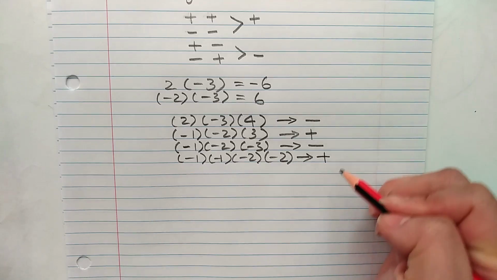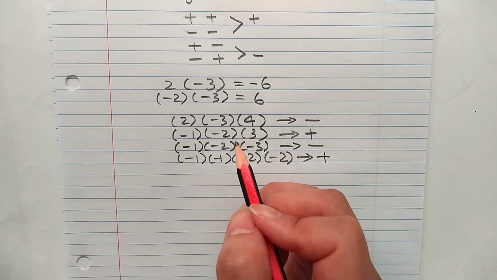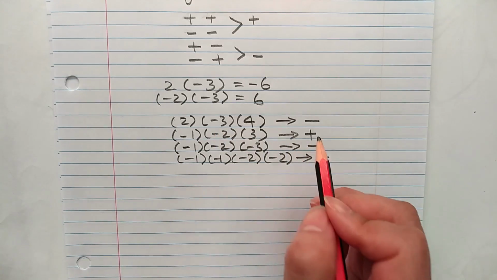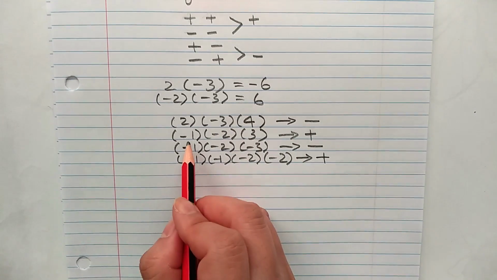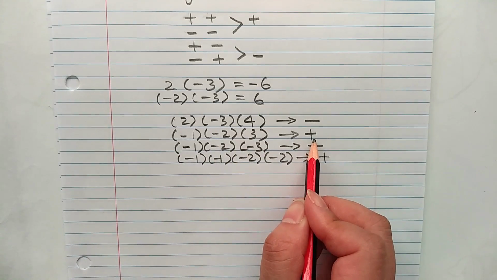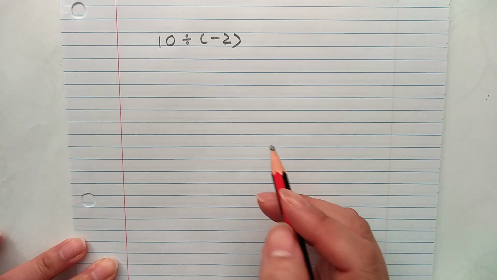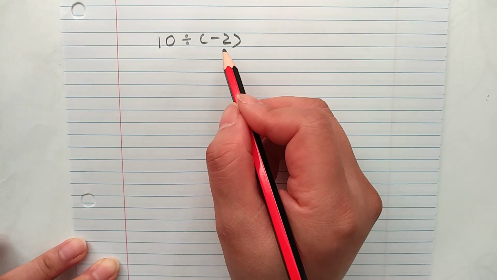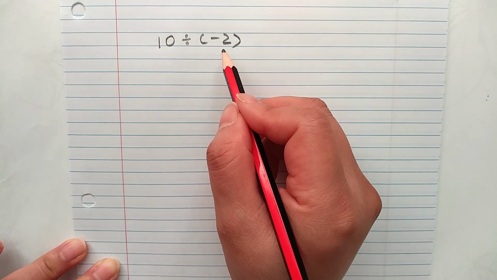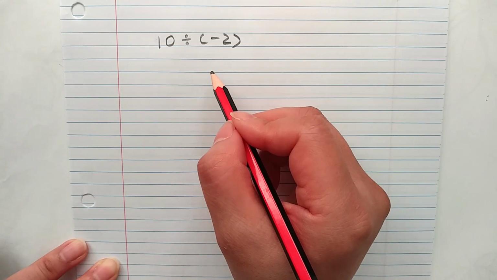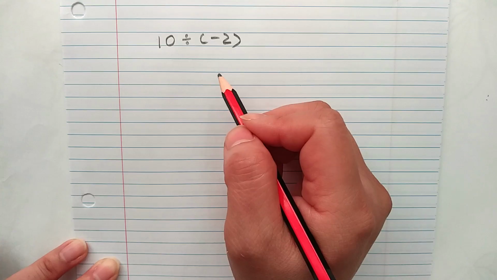So can you see the pattern here? If you have an odd number of negative signs, you get a negative answer. If you have an even number of negative signs, then you get a positive answer. The same rule applies to divisions. If you have an odd number of negative signs, you get a negative answer. If you have an even number of negative signs, you get a positive answer.